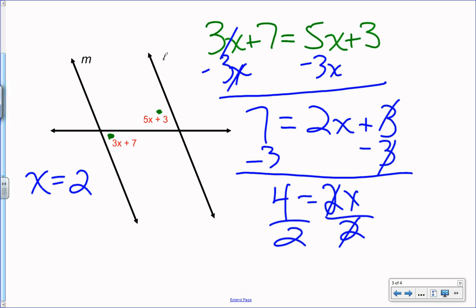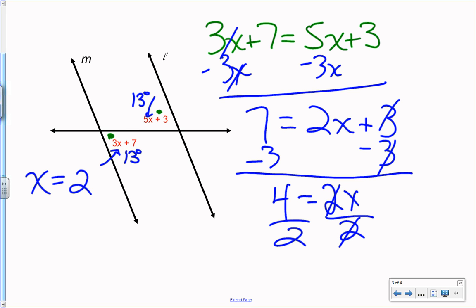Now again, we should check. Make sure. Let's substitute 2 back in. 3 times 2 is 6, plus 7 is 13. Again, does not look like a 13-degree angle. That doesn't matter. Put 2 in here. 5 times 2 is 10, plus 3 is actually 13 degrees. So R, L, and M guaranteed to be parallel at this time. They must be. They have to be.